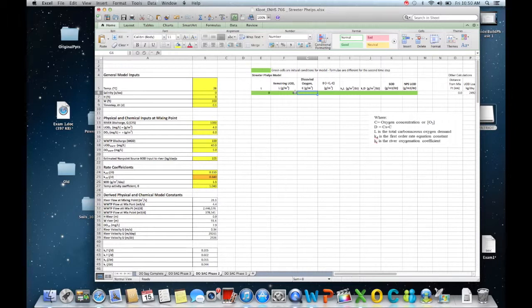We're going to do the same thing with dissolved oxygen. It's exactly the same principle. Over here, we're going to multiply DO times our flow plus DO from the wastewater treatment plant times our flow from the wastewater treatment plant, and divide all of that by the flow from the river plus the flow from the wastewater treatment plant.